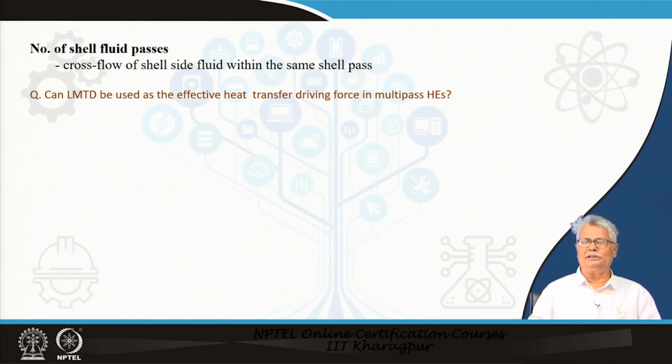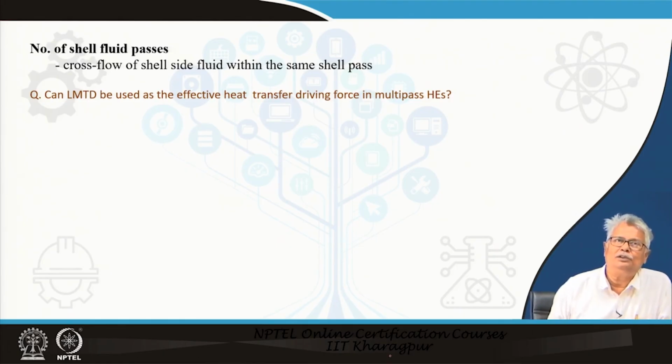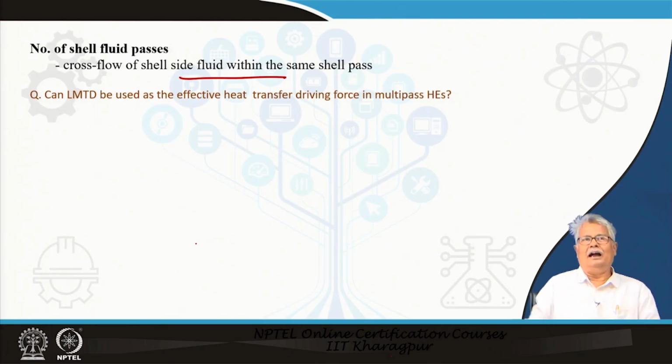This is nothing but what I had written earlier. The number of shell passes is basically how many times the shell side fluid goes from one end to the other, and you will find here that even though it goes once in your 1-1 exchanger, there is cross flow of the shell side fluid with respect to the tubes within the same shell pass. I just leave a question here without answering it, and will be answered when you go to the actual design calculations: LMTD, can it be used as an effective heat transfer driving force in the multipass exchangers? In case of double pipe exchangers, yes, it can be. But here in this case, due to the presence of baffles, you have cross flow of the shell side fluid within the same shell pass.